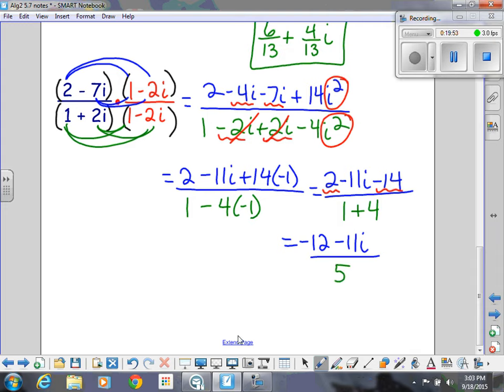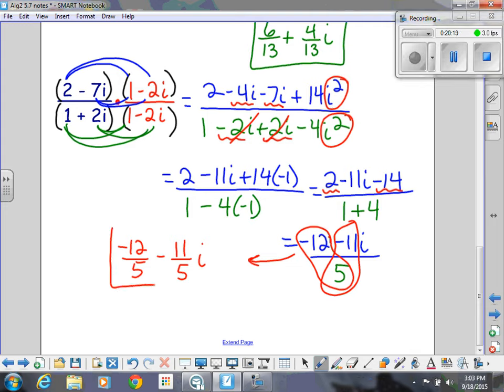Okay, so we did all that work and we simplified. Make sure to write it in a plus bi form. So I'm going to write negative 12 over 5. I'm writing one single fraction, and then I'm writing another fraction, 11 over 5 i. So all I did was take this number over 5 and this number over 5. Okay? And this is our final answer, writing in a plus bi.